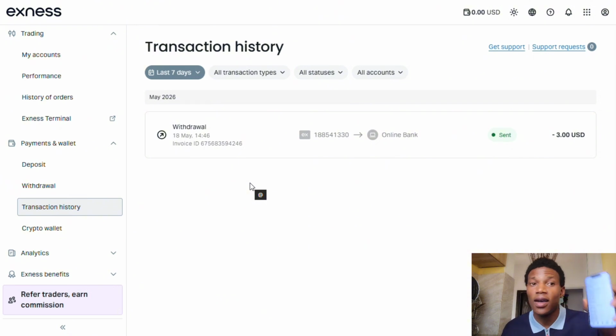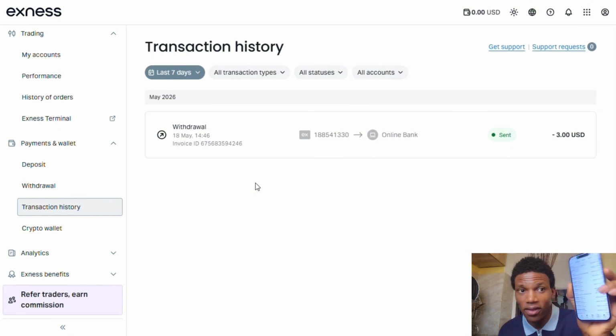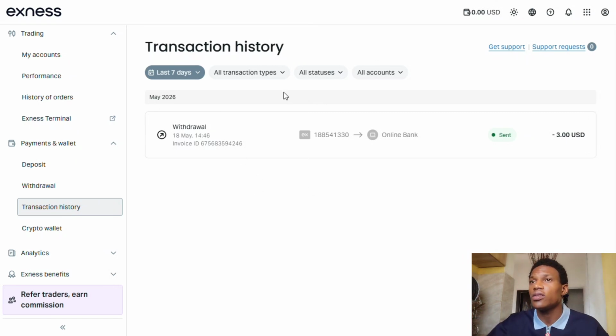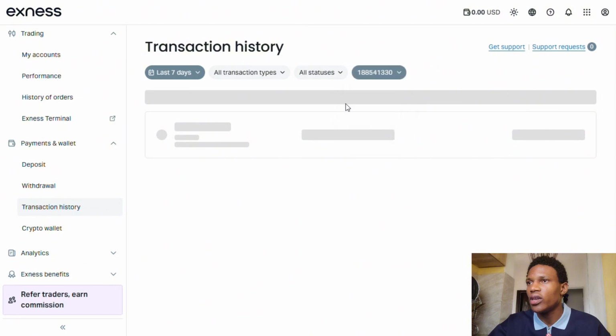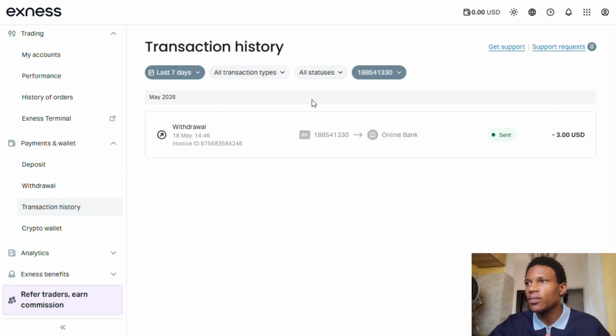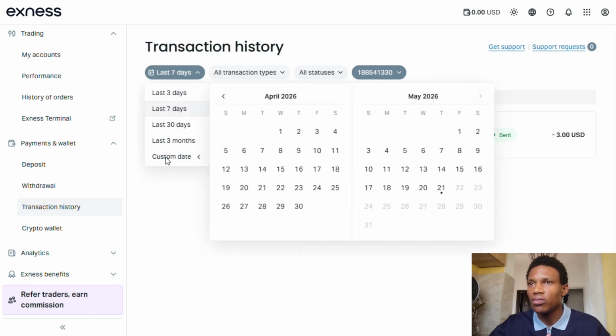So here is this account right now. This is the withdrawal history. Let me take you guys through the withdrawal history. For the last 7 days, let me custom the date. I started trading this account on the 26th of April, which was when I deposited. I started trading it on the 27th. I deposited on the 26th, which is on Sunday, then I started trading on Monday.